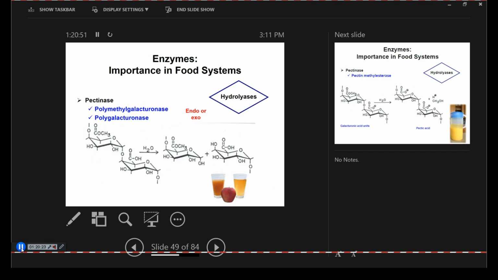We have different types of pectinases. They could be endo or exo pectinases. The pectinases break the pectin into the separate units, which are glucuronic acid groups. And this is a procedure we can use, for example, in purification of apple juice. When you break that large polymer into smaller soluble polymers, you get that clean apple juice.